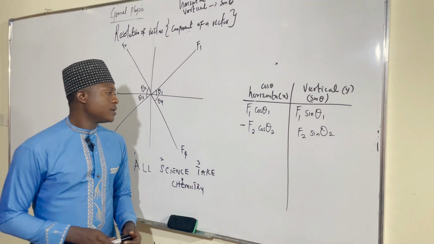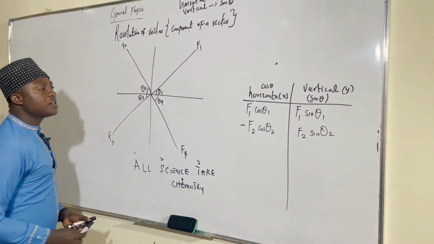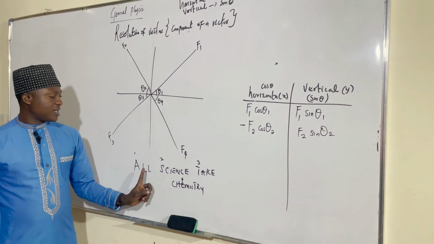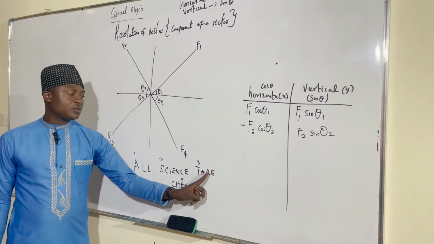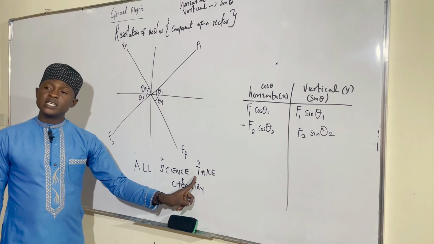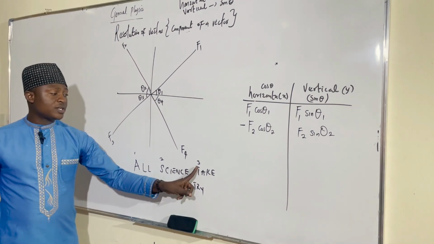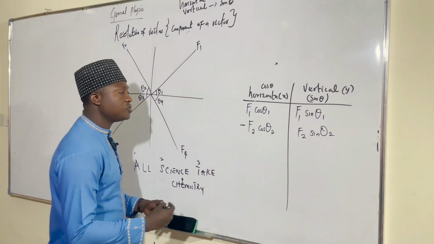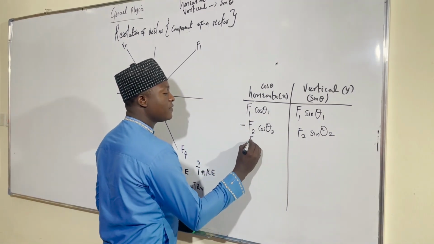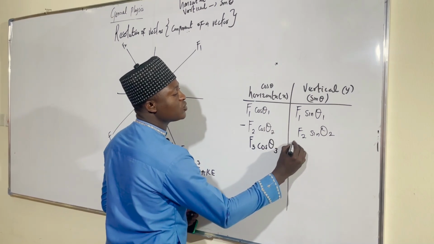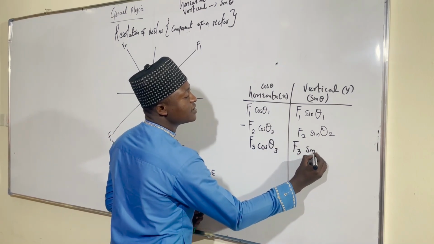Yes. So now, let's check the third one. We are under the third quadrant now. In the third quadrant, we said all signs take, which means under the third quadrant, which one is positive there? Yeah, tan, because under the third quadrant, only tan is positive. So here, as usual, horizontal, we have f3 cos theta 3. And here too, we have f3 sine theta 3.